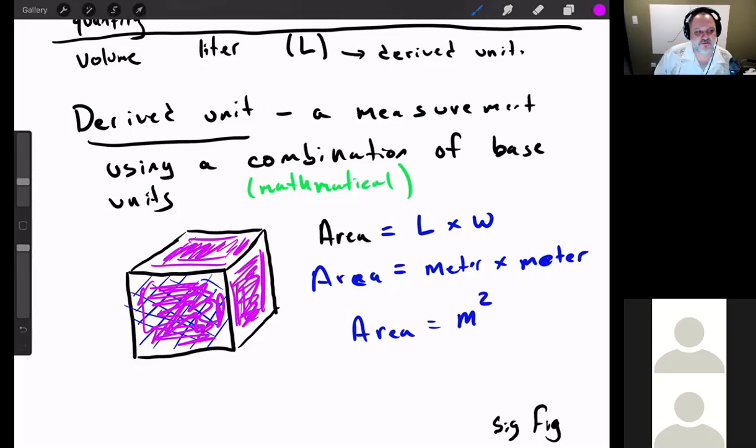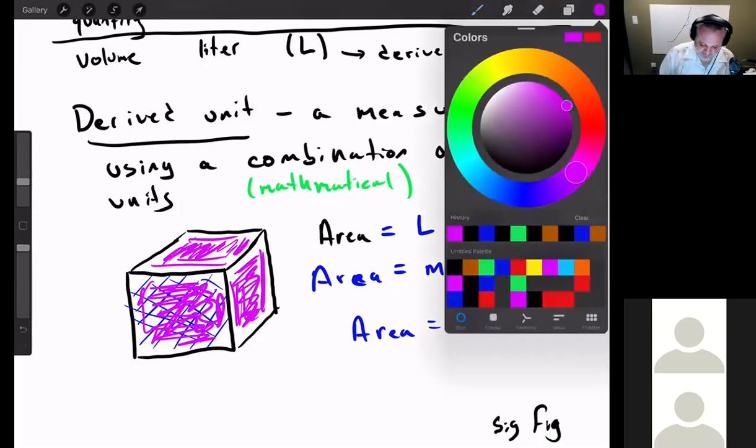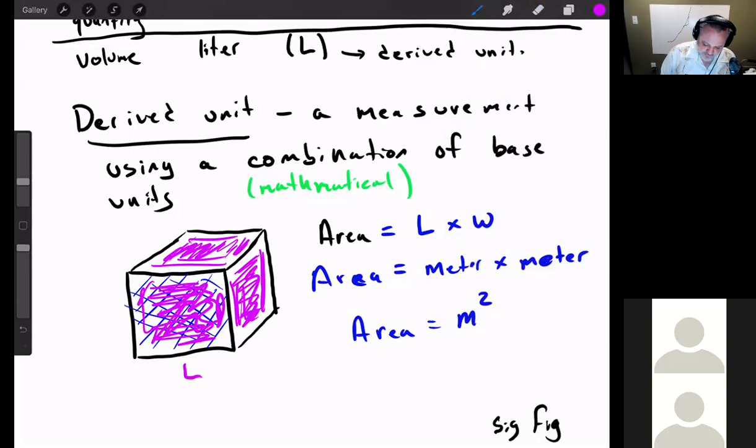You got it. People are starting to get it. Exactly. You're doing exactly what I'm hoping you're doing. You're jumping to the answer. In order to figure out the 3-dimensional space, it's length times width. Let's do times height.